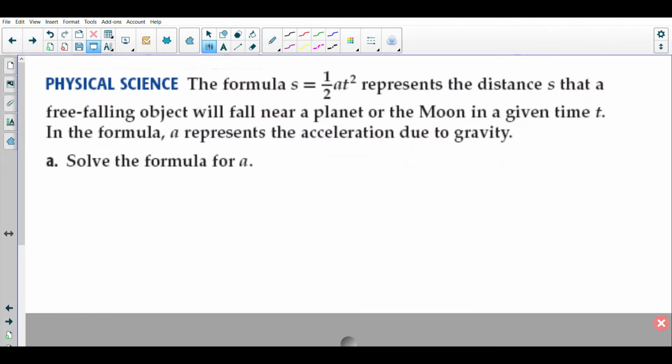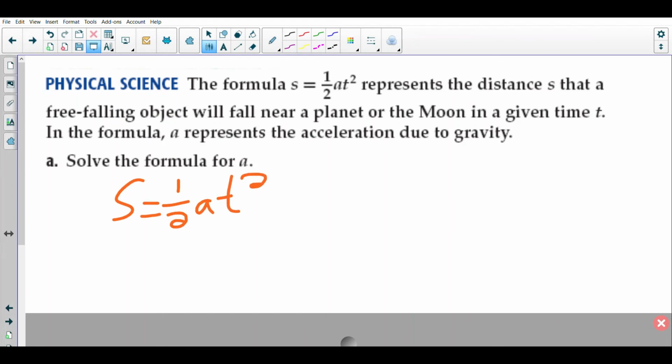Now the formula s equals 1/2 at squared represents the distance s that a free-falling object will fall near a planet or the moon in a given time t. In the formula, a represents the acceleration due to gravity. Solve the formula for a. So I have s is equal to 1/2 at squared.